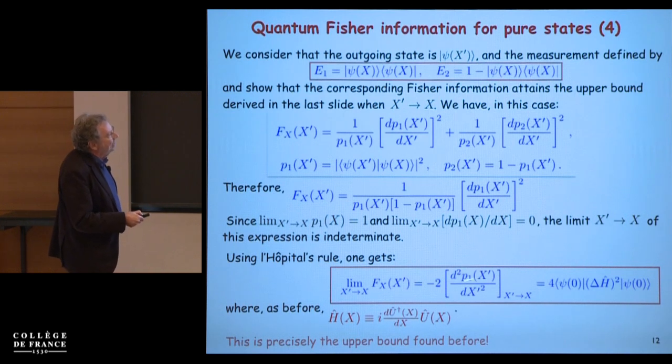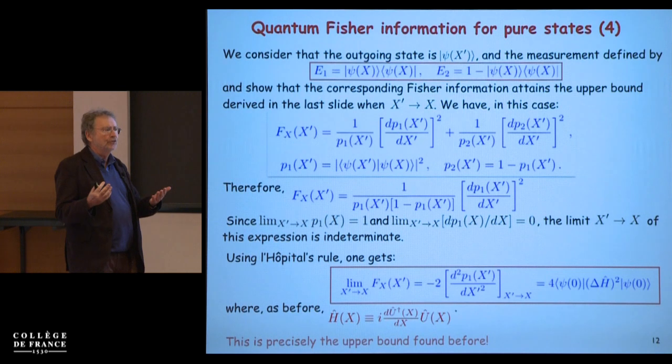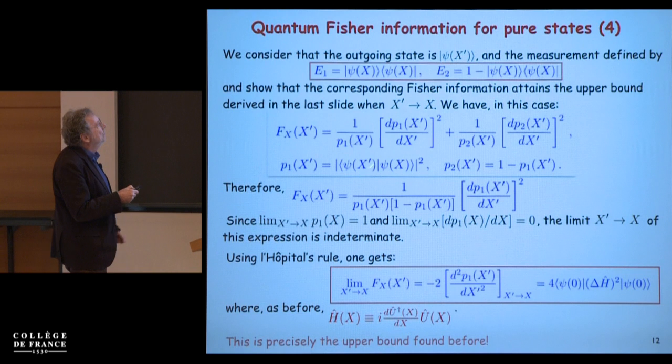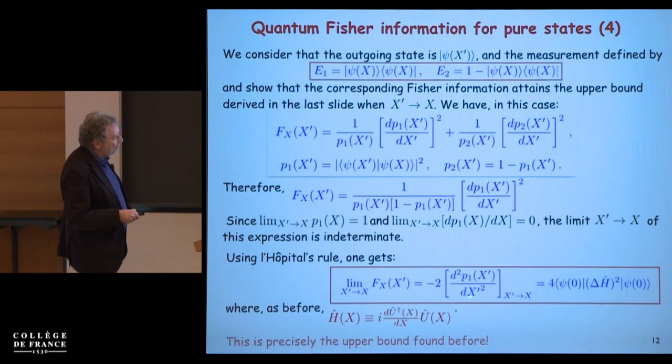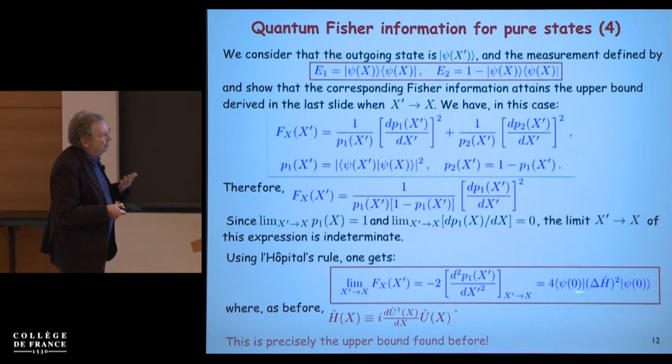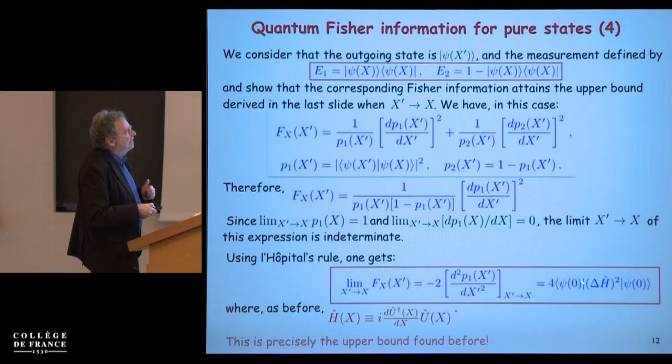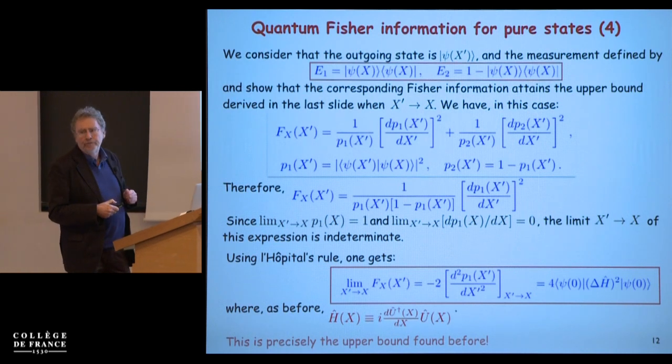And now we can calculate this expression directly from the expression of P1. You just differentiate this with respect to x prime and let x prime go to x. Now remember that psi of x satisfies a sort of Schrödinger equation with the generator of the transformation. So if you make this derivation here twice, then you can show that it's just equal to the variance of the generator in the initial state. So you see that that's precisely the upper bound found before.